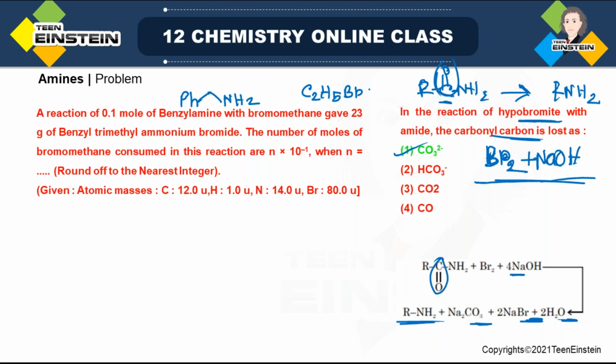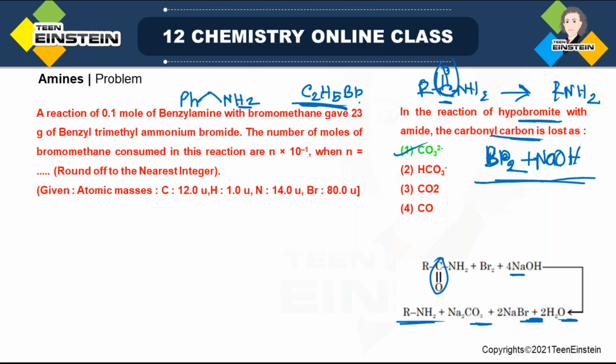So you have taken these two, 0.1 mole benzylamine. Remember, you are treating it with bromoethane, which is nothing but an alkyl halide, and it is giving you 23 gram of benzyl trimethyl ammonium bromide. If you are treating these two molecules together, then this H can be replaced by C2H5, which is coming from C2H5Br. Now you have a total of 2 hydrogens. So these 2 hydrogens can be replaced with 2 C2H5Br. That means it is 1:2.